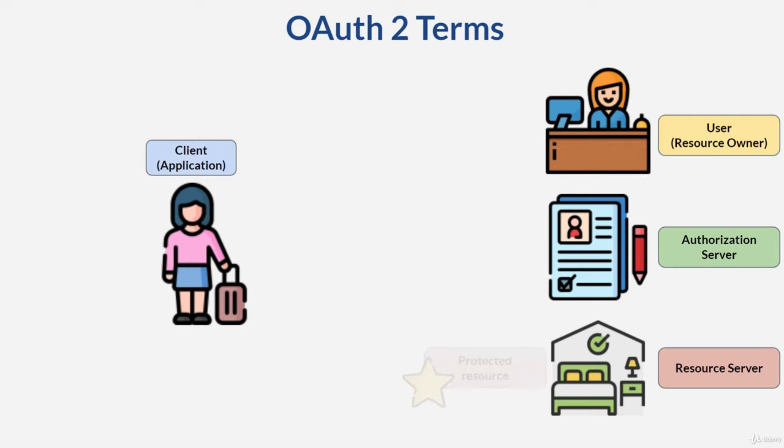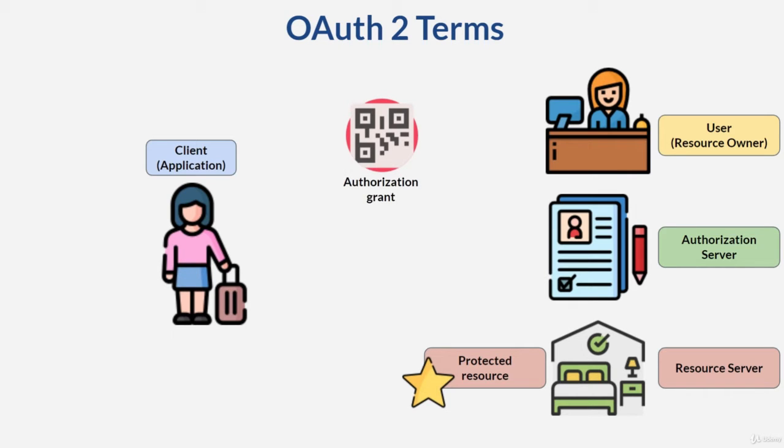Bedroom, gym, or VIP beach is the protected resource. It is the data owned by the resource owner. The hotel reservation number is the authorization grant. It gives the application permission to retrieve an access token on behalf of the end user. OAuth 2 defines specific grant types. The hotel access card is the access token, a long string of characters that serves as a credential used to access protected resources. This usually has limited time and scope.